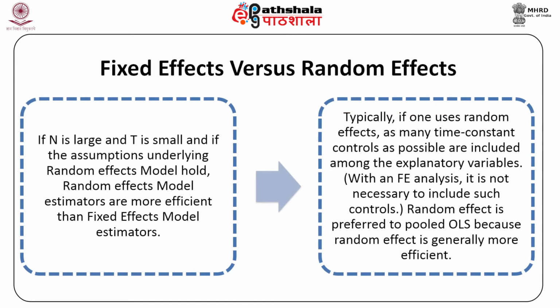If n is large and T is small, and if the assumptions underlying the random effects model hold, random effects model estimators are more efficient than fixed effects model estimators. Typically, if one uses random effects, as many time-constant controls as possible are included among the explanatory variables. Within fixed effects analysis, it is not necessary to include such controls. Random effects is preferred to pooled OLS because random effects is generally more efficient.